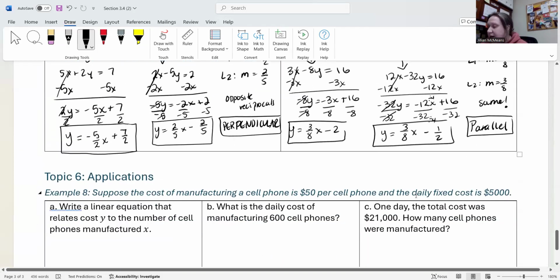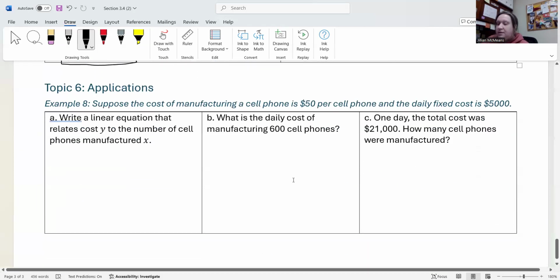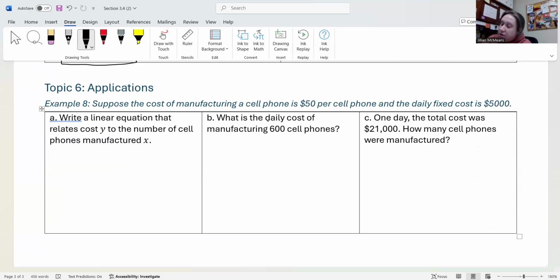The second one is a word problem. So let's look at this application. So we are told that for example 8, suppose the cost of manufacturing a cell phone is $50 per cell phone. That's important, so we're going to kind of highlight that. And the daily fixed cost is $5,000. So let's kind of break down what that means.